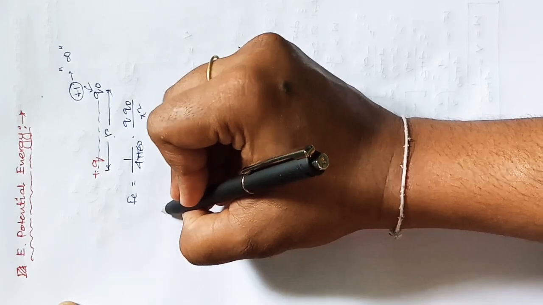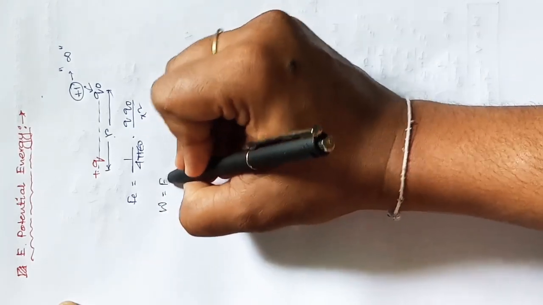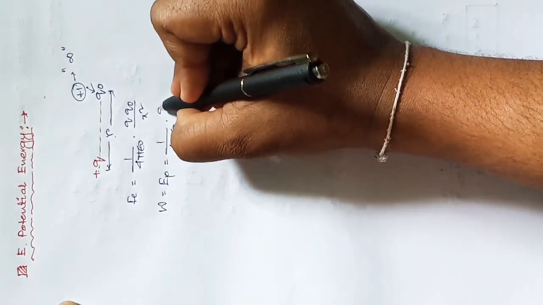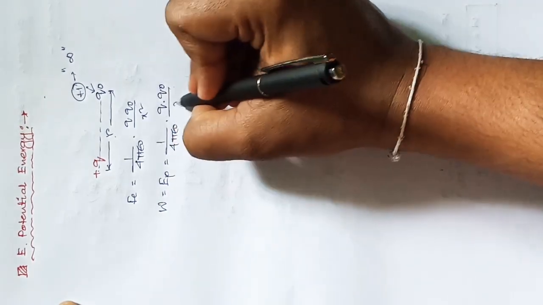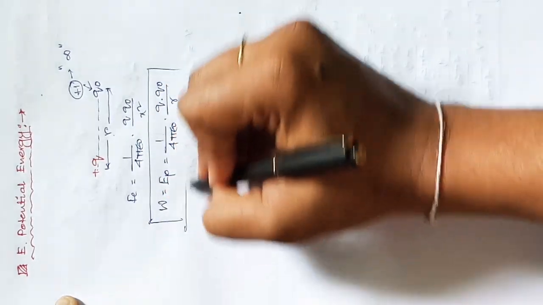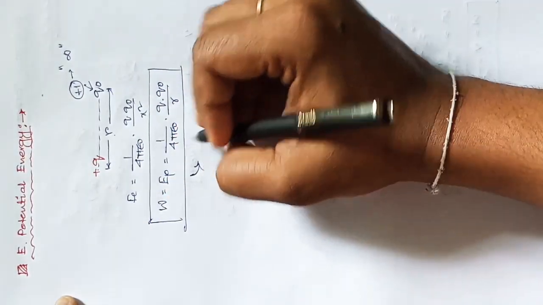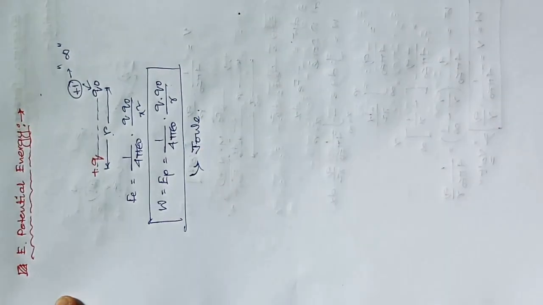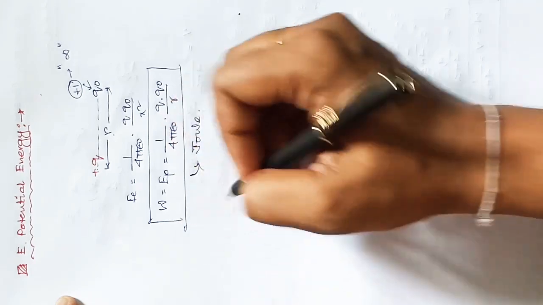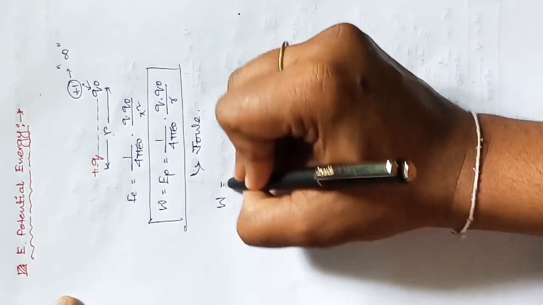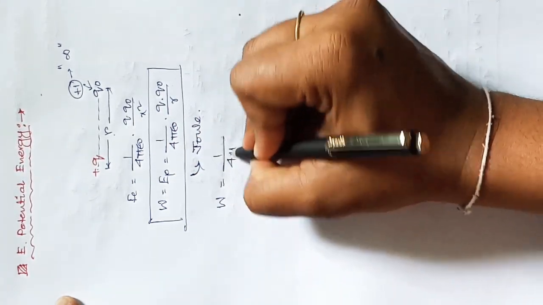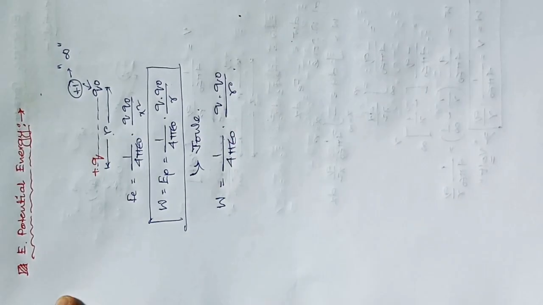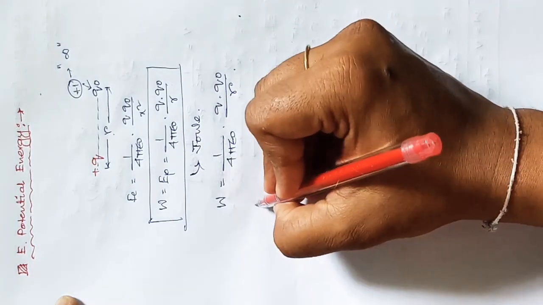So again we will have the total work done, or the electrostatic potential energy, is 1 by 4 pi epsilon naught q into q0 by r. This will be the expression of the electrostatic potential energy, and its unit in the SI system will be joule. So simply we are having W equals to 1 by 4 pi epsilon naught q into q naught by r.